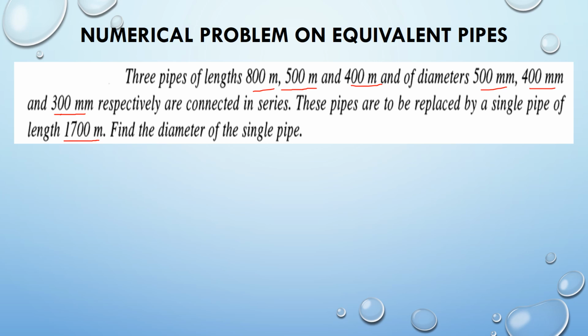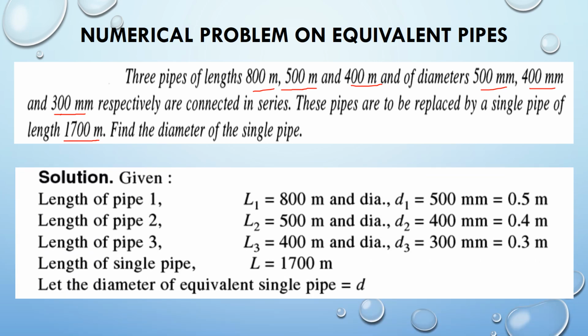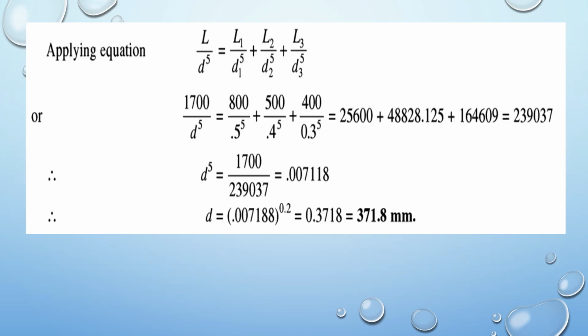So first we will write the given things which I have already mentioned, and we have to find out this D. Writing the Dupuit's equation, we have L by d raised to 5 is equal to L1 by d1 raised to 5 plus L2 by d2 raised to 5 plus L3 by d3 raised to 5. Everything is given except D. You have to find D. Substituting the values, you will get D as 371.8 mm.